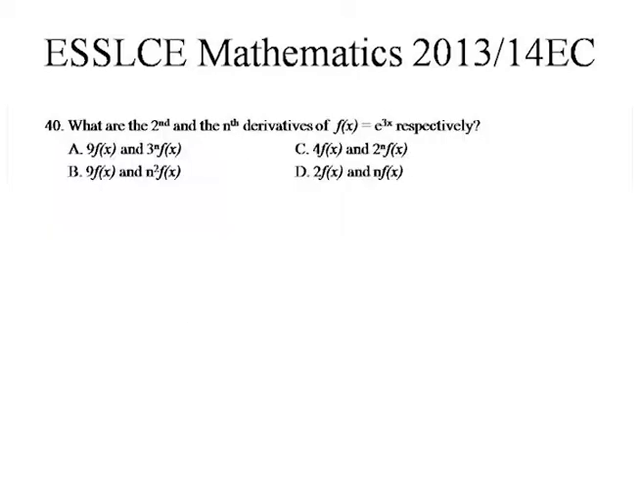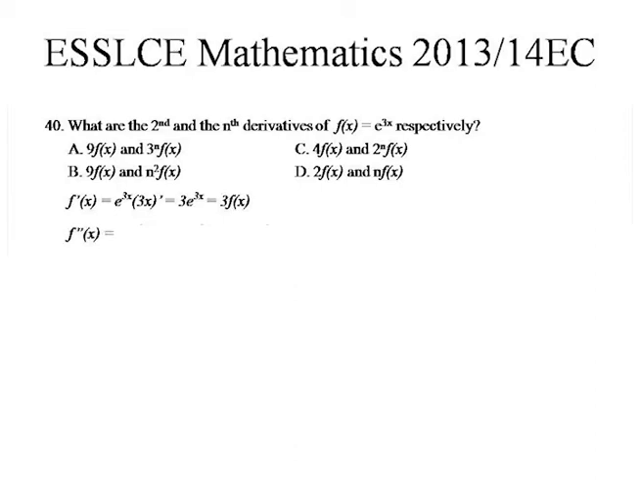Question number 40. What are the second and the nth derivatives of the function f of x is equal to e to the power of 3x respectively? The derivative of f of x is equal to e to the power of 3x times the derivative of the power function, that is 3x, which is simply 3 times e to the power of 3x. E to the power of 3x means f of x, so 3 times e to the power of 3x is equal to 3 times f of x.